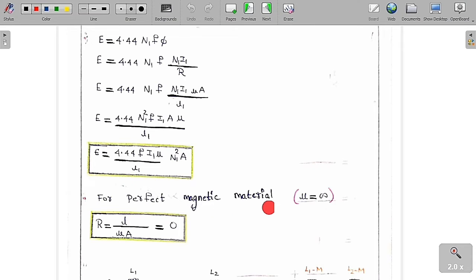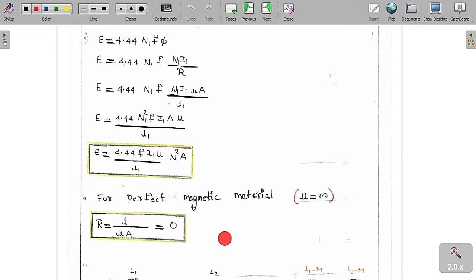For a perfect magnetic material, the magnetic permeability is equal to infinity. If the magnetic permeability is infinity, what happens to the reluctance of the core? I have already told you R is equal to L by mu A. As mu is equal to infinity, the reluctance will be 0. So the reluctance of the core of a perfect magnetic material is always equal to 0. I have also told you the inductance of the primary coil L1 is equal to N1 square by R, where R is equal to L by mu A. So definitely the inductance depends upon the permeability of the core.